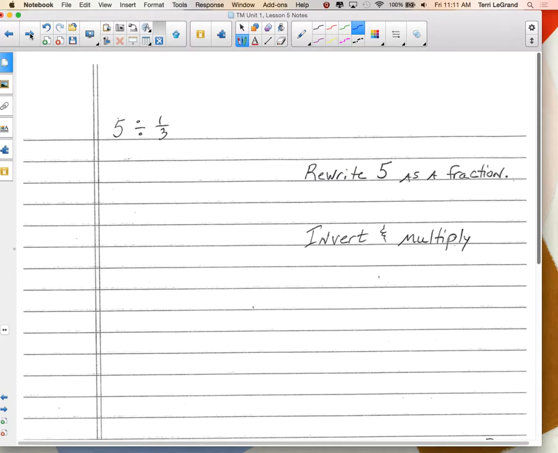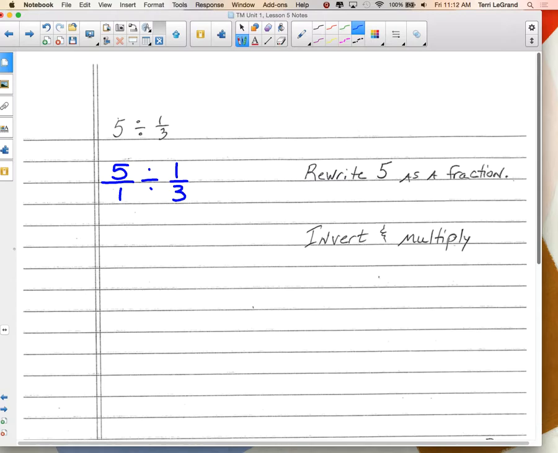That's all we want to do in this step. So what do you want me to do? Put it over 1. So that's all I want you to do right now, put 5 over 1. Rewrite the problem so that we have a fraction divided by a fraction instead of a whole number divided by a fraction. And now we will invert and multiply.